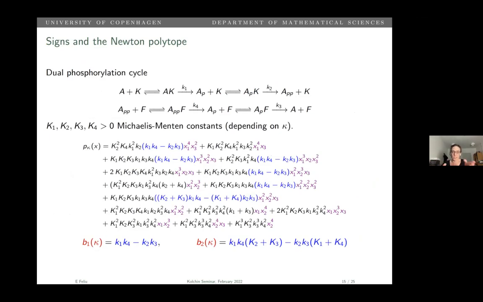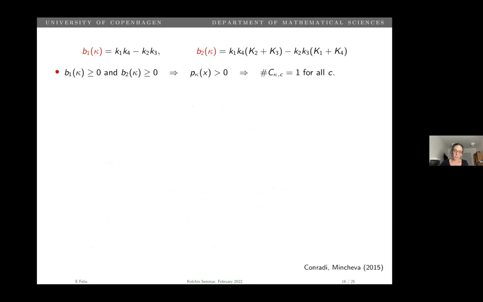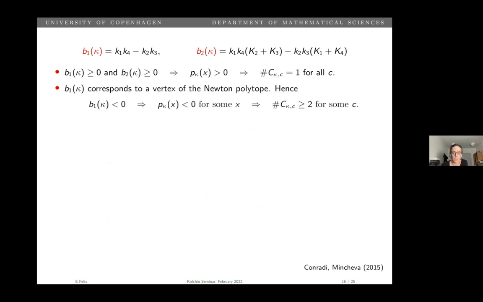Whenever you have a method, you test it on this network, which I like to call the model, like model organisms in biology. That's the model. But here the polynomial looks like this, and there are two types of coefficients that can be negative. This one that is repeated in many places, and this one that only appears in one place. We can apply the theorem. If both of these expressions are positive or 0, we are done. There is only one steady state.